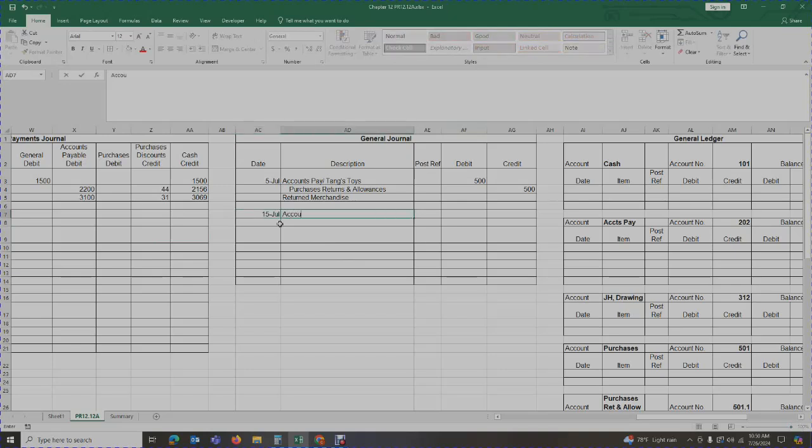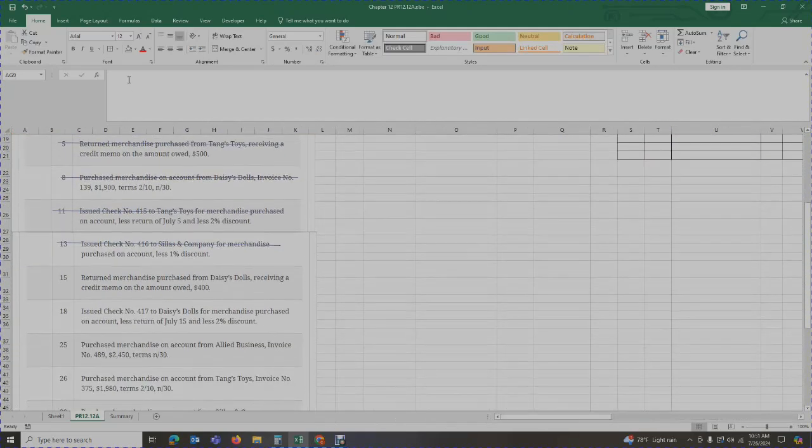We're going to have a debit to my accounts payable for Daisy's Dolls. We're going to go ahead and credit my purchases, returns, and allowances. And this is for return merchandise. According to the problem, we are returning $400 of merchandise. So we're going to debit accounts payable and credit my purchases, returns, and allowances. So that takes care of my July 15th transaction.